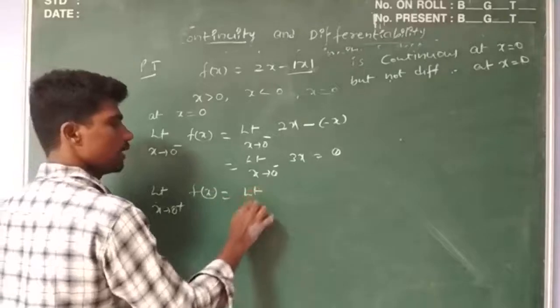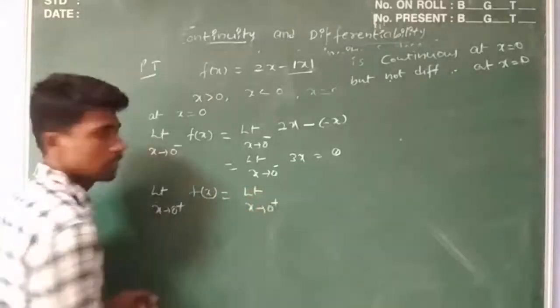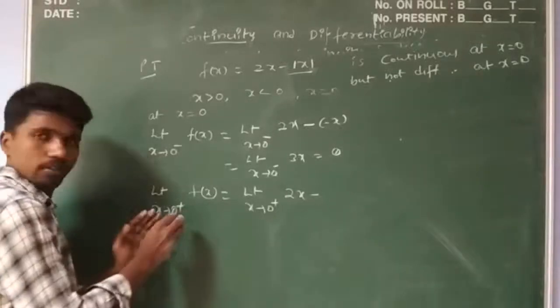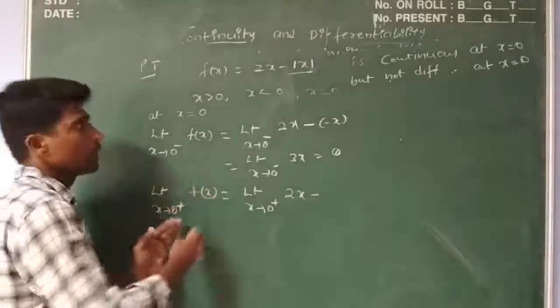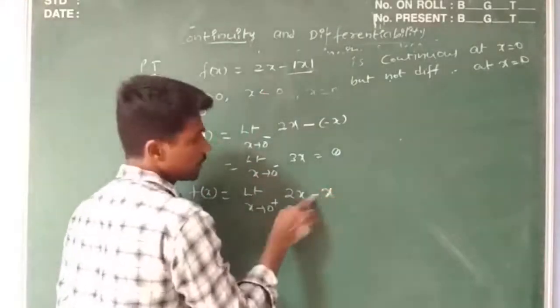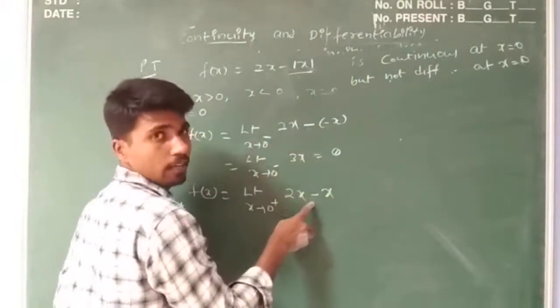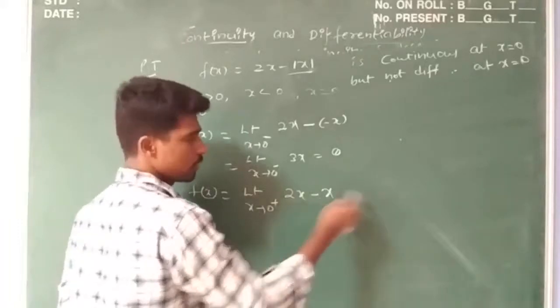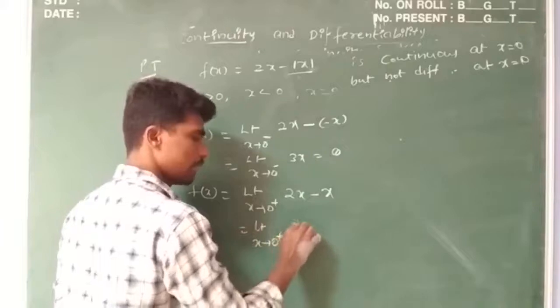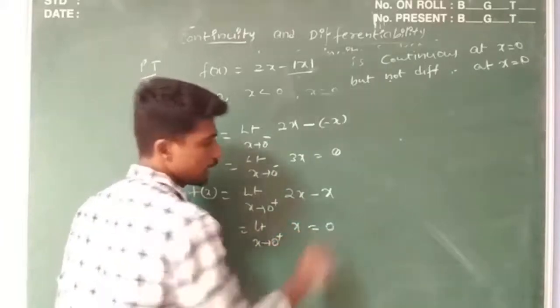Now the limit as x tends to 0 plus of f of x. So the limit as x tends to 0 plus of 2x minus modulus of x. For positive values, the values which are more than 0, the modulus of x acts as plus x. This minus is already there in the function. So 2x minus x, we get the limit as x tends to 0 plus of x. Substituting the x value 0, I get 0.